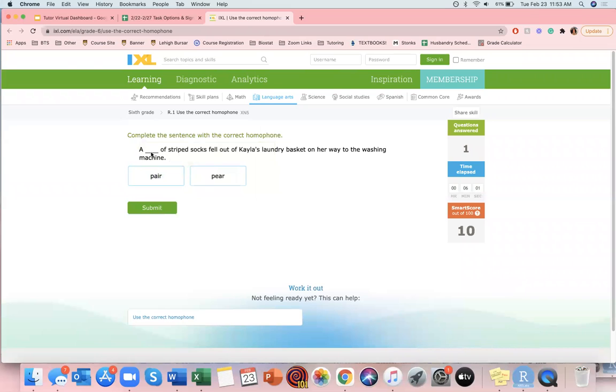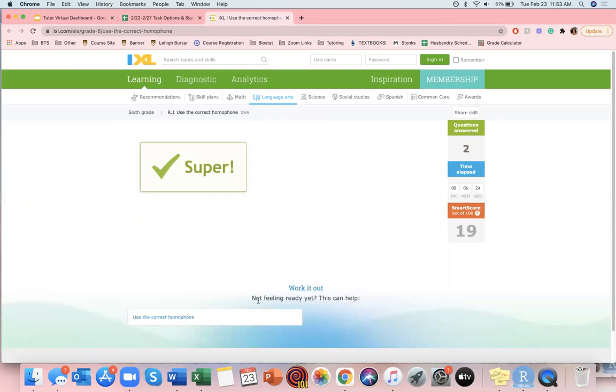Okay, so a blank of striped socks fell out of Kayla's laundry basket on her way to the washing machine. Okay, so would it be pear or pair? So a pear is a fruit, and a pair is a pair, like a pair of socks would be two socks. So it would be a pair of striped socks.